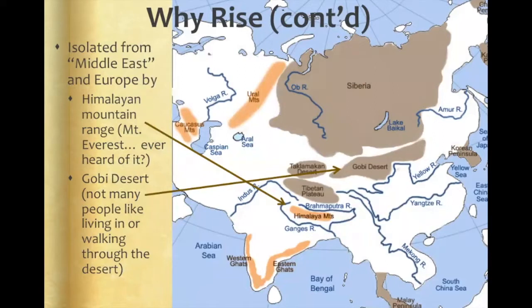Also, why did they have their own civilization? If you look at the map, you can see the Himalayan mountain range, where Mount Everest is located, as well as the Gobi Desert. This separates them from the Islamic empires in the Middle East, it separates them from India in the south, and so on, and Europe's pretty far away. But those civilizations were the nearest.